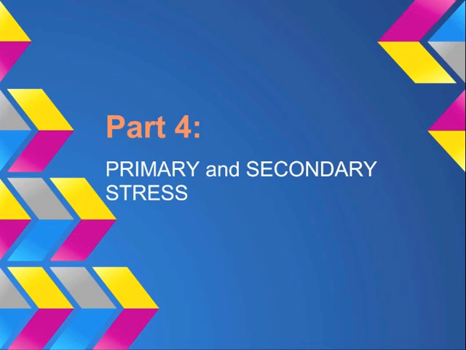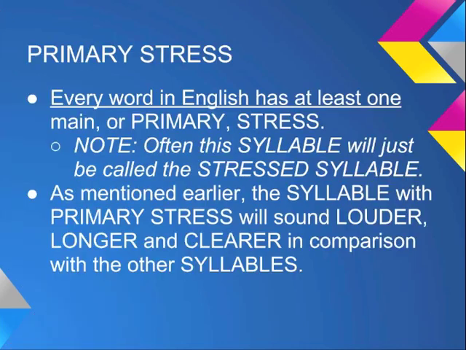Part 4. Primary and secondary stress. As mentioned before, every word in English has at least one main or primary stress. Now note, often this syllable will just be called the stressed syllable. Many sources don't use the word primary. They will just say it's the stressed syllable. As mentioned earlier, the syllable with primary stress will sound louder, longer, and clearer in comparison with the other syllables.